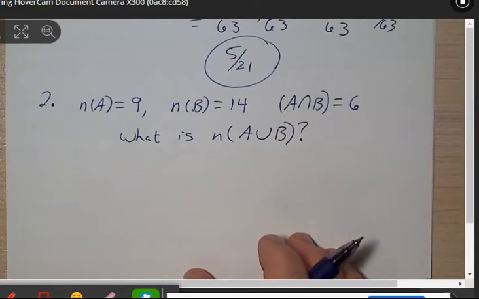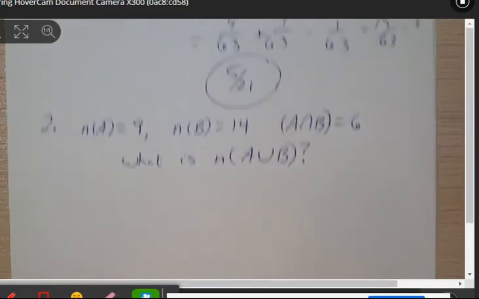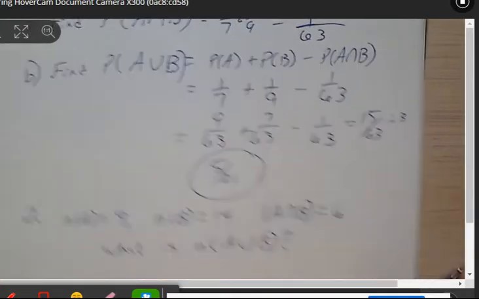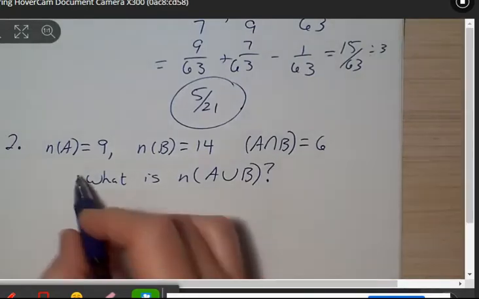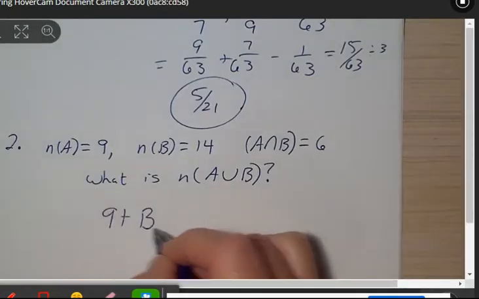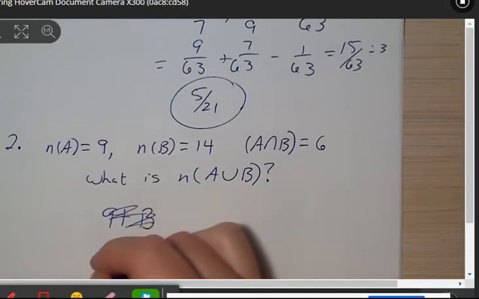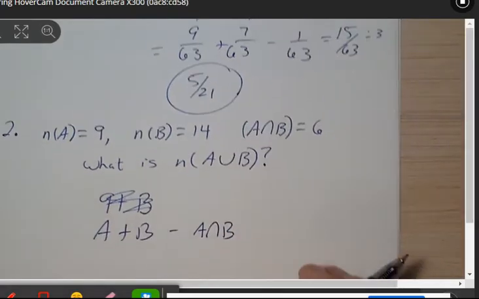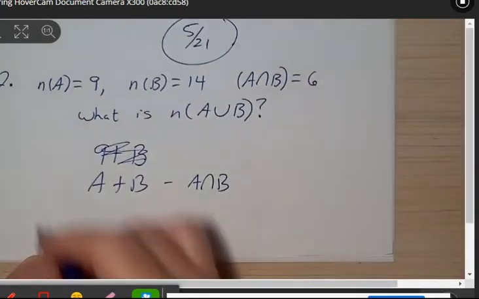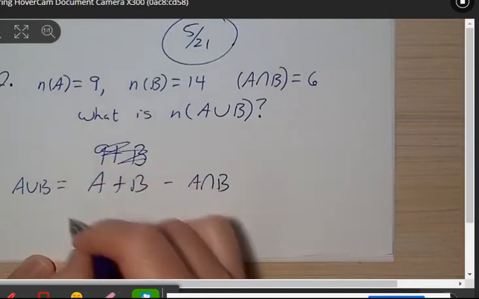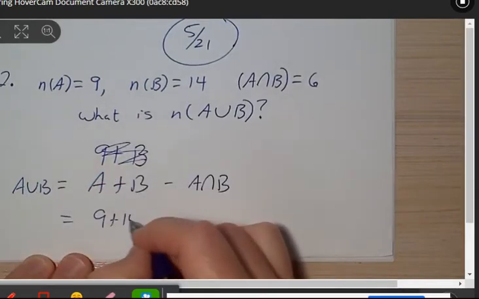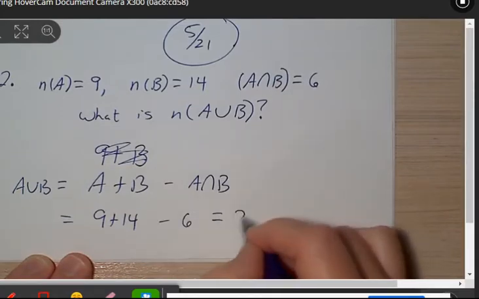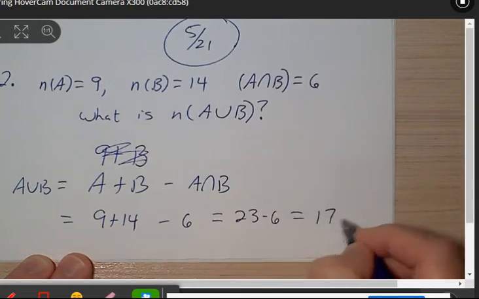But to me, this is where we just use the formula we had right here for the B part: A plus B minus the intersection. So same thing, it's A plus B. Oops, sorry. Write it down here, minus the intersection. No, that's 9 plus 14 minus 6. 23 minus 6 is 17.